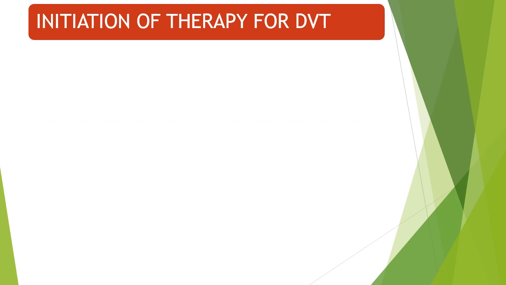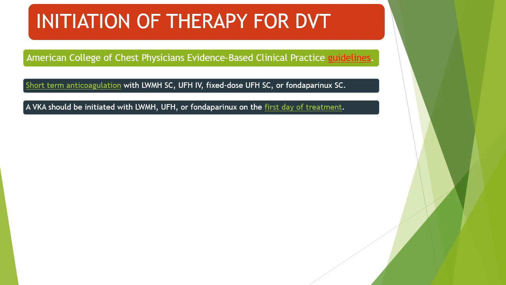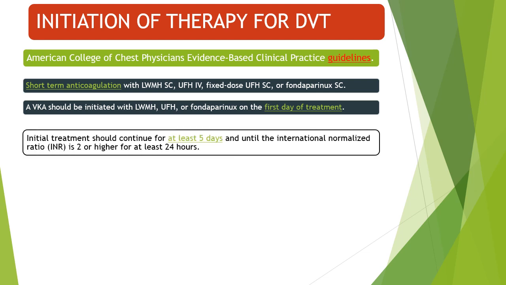In this slide, we will briefly go through how to initiate anticoagulation therapy for patients with deep venous thrombosis. The American College of Chest Physicians evidence-based clinical practice guidelines will be followed, and they state that when you are starting a patient on an anticoagulation regime in the short term, first we will start the patient on either subcutaneous low molecular weight heparin, or fixed dose unfractionated heparin, or intravenous unfractionated heparin, or subcutaneous fondaparinux, and a vitamin K antagonist should be initiated with low molecular weight heparin or the unfractionated heparin or fondaparinux on the first day of treatment. The initial treatment should continue for at least 5 days and until the international normalized ratio for the vitamin K antagonist is 2 or higher for at least 24 hours.